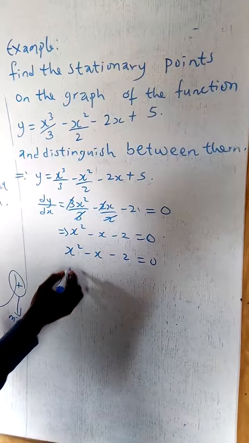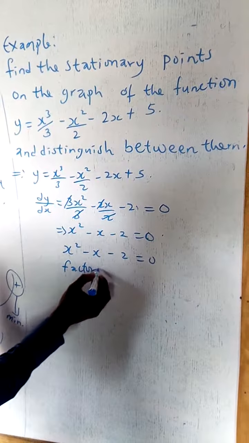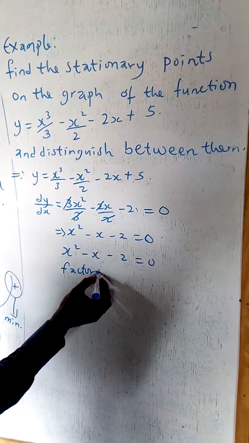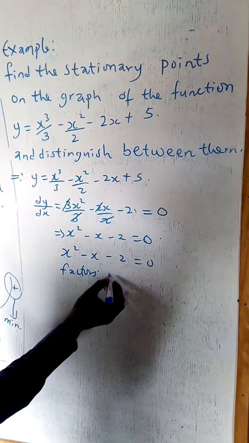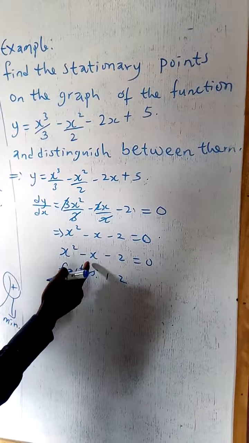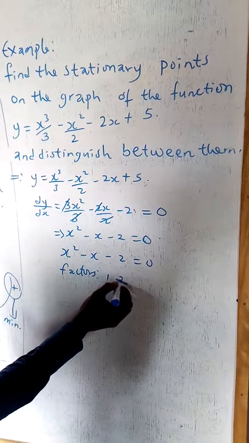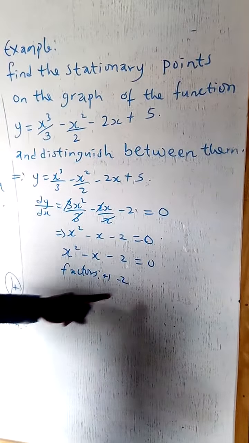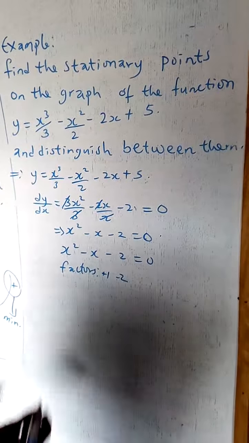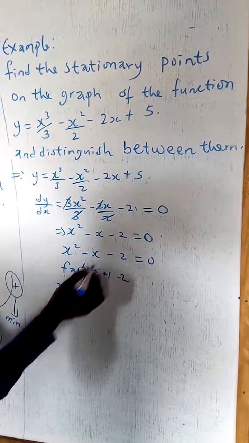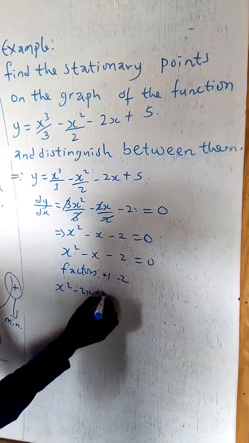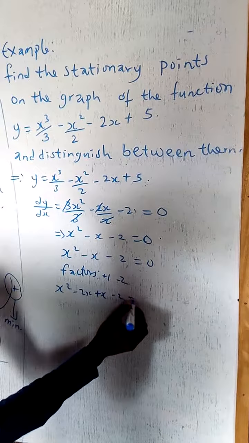If I factorize this, using the general method, or anyone you choose to use, the factors will be: 1 times 2 is 2, then we can have minus 2 plus 1, which gives us minus 1. Then minus 2 times 1 gives us minus 2. So this can be expressed as s² − 2s + s − 2 = 0.